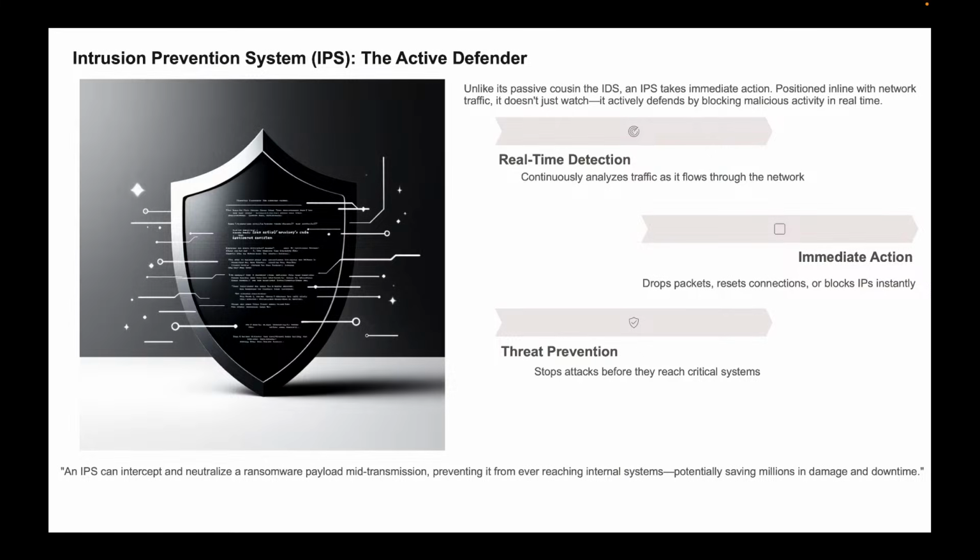So IPS is very easy and very immediate work, active workers, with three things. One is real-time detection. Once they detect, they immediately take action. Then it comes with threat prevention. So continuous analysis will happen, and from it we come to know which packet is abnormal, which packet contains something suspicious, or which IP should be blocked. Immediately they will block.